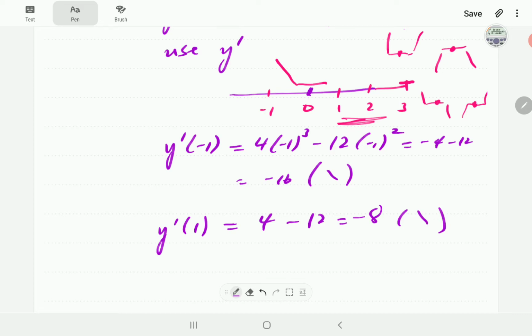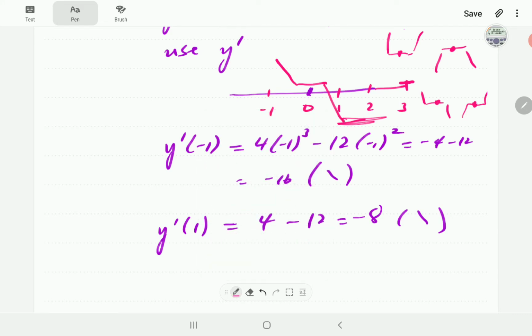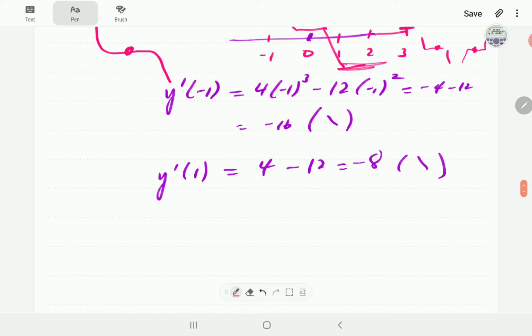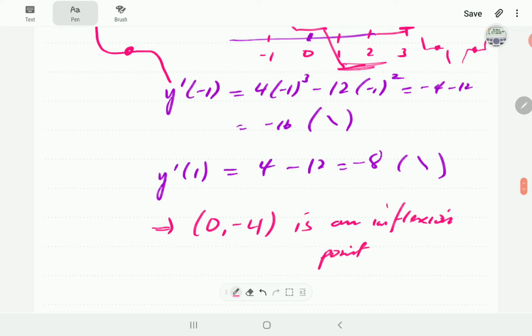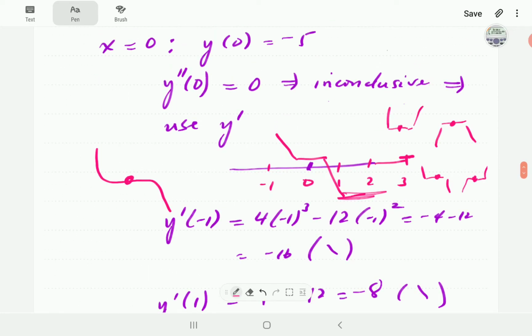This is telling us that the function is still downsloping on the right hand side of 0. So if the graph is like that there, this is telling us that x equals 0 is an inflection point. So (0, -4) is an inflection point. Notice that we can only conclude this after doing the analysis.